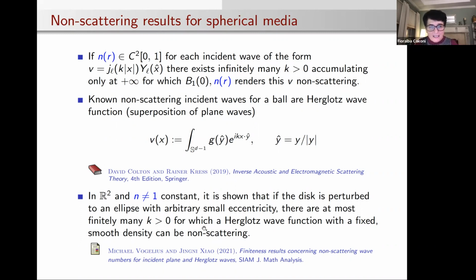This configuration is very sensitive to perturbations. It is related to the spherical symmetry of the inhomogeneity. Recently, Michael Vogelius and Xiao proved that for n constant, if you perturb this spherical configuration a little bit, then you can show that possibly at most finitely many K could be non-scattering wave numbers for any Herglotz wave function. So it's sensitive to perturbation; it's a spherically symmetric configuration.